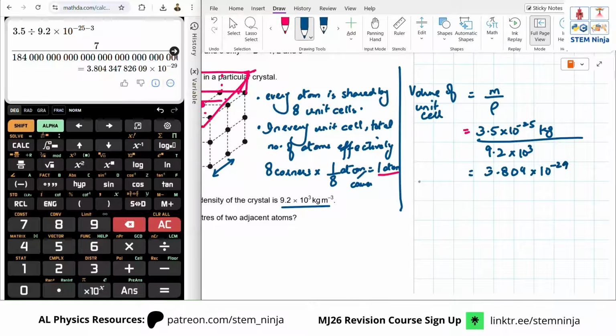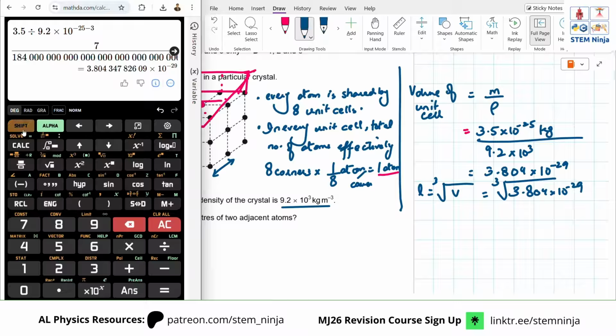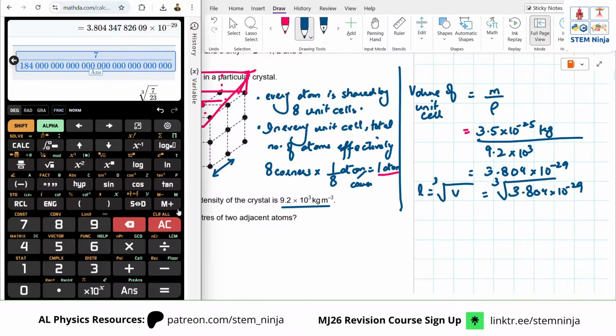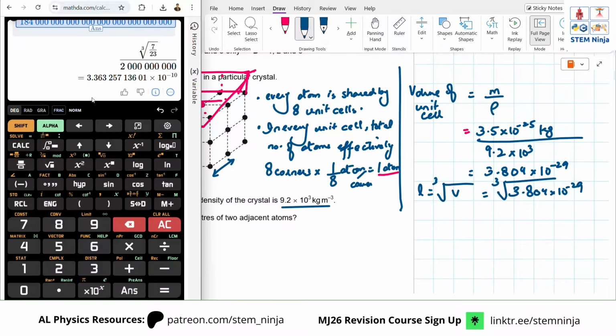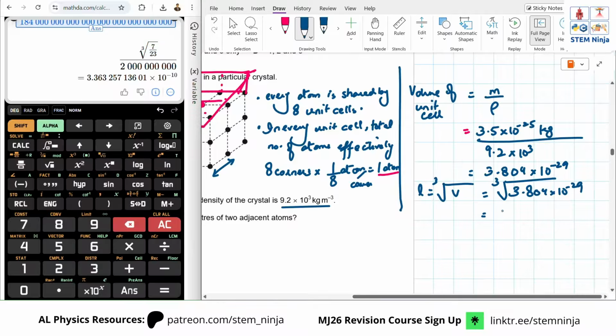So this is the volume. So the length would be the cube root of this volume. This would be the cube root of this value, 10 raised to the power minus 29. So cube root of the answer is going to be 3.36 times 10 raised to the power minus 10 meters.